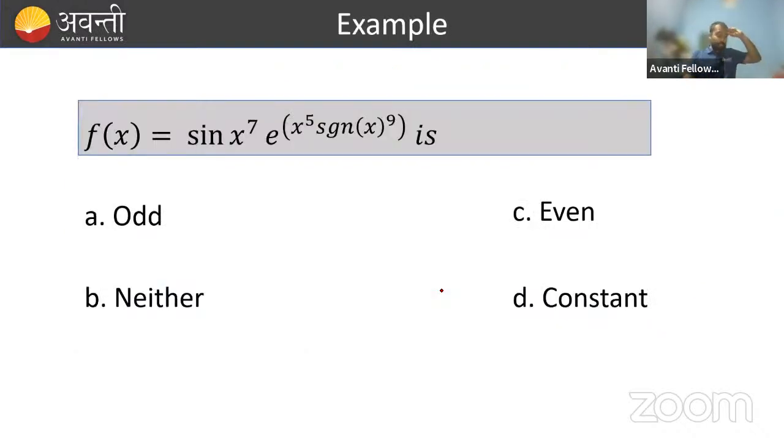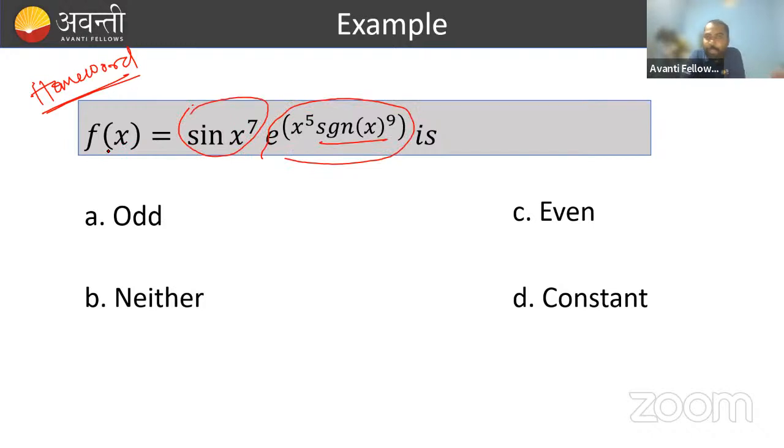So this is a question for your homework. Good question. f of x is equal to sine of x to the power minus 7 into e to the power x to the power 5 signum of x to the power 9. So this is a signum function, this is an exponential function, and this is a trigonometric function. You need to verify whether this function is odd or even, right? So this is for your homework. In the next class, we'll discuss these things.